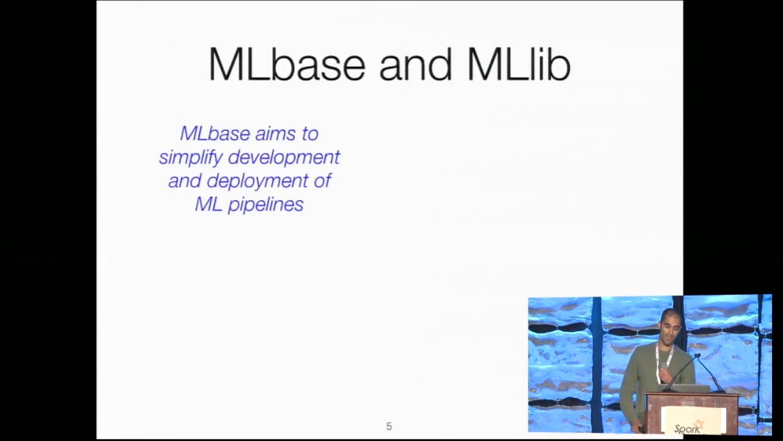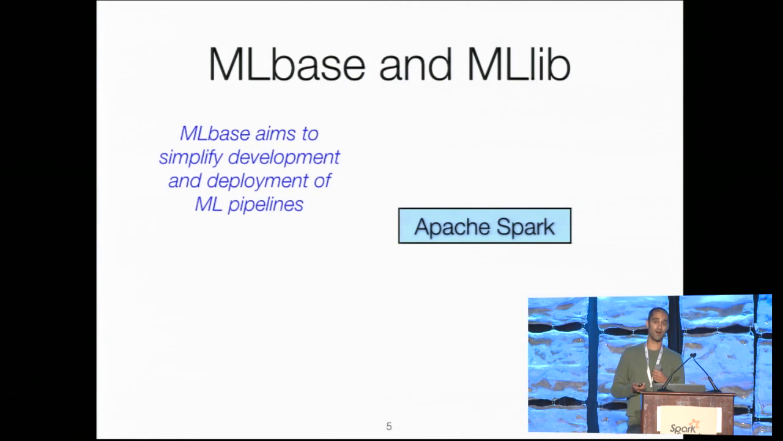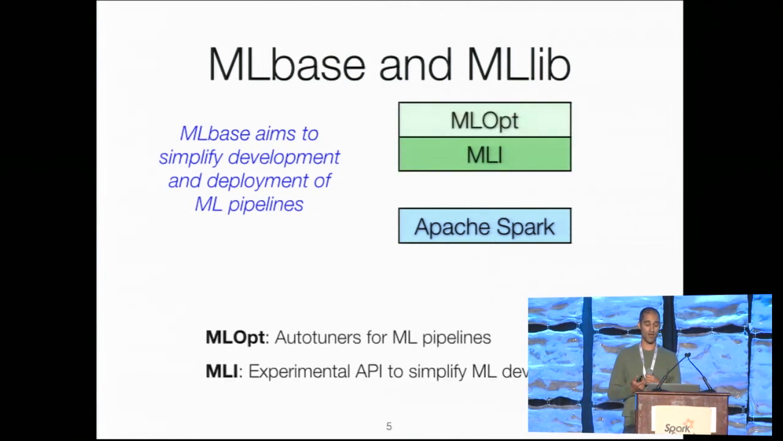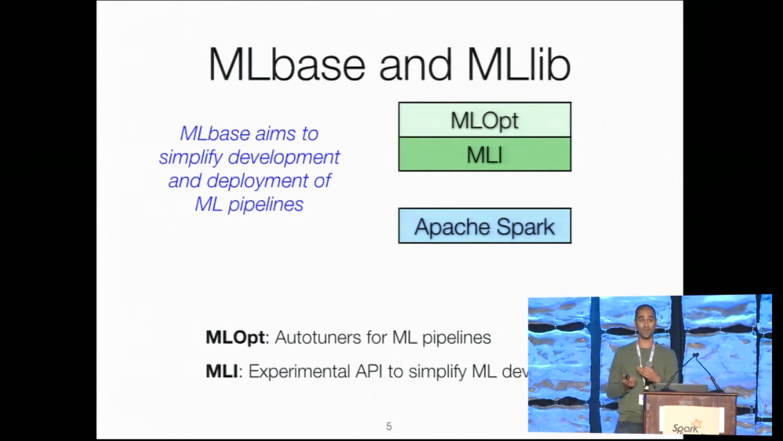All right, so MLlib is an offshoot of MLbase. MLbase is an open-source project coming from the AMP lab at UC Berkeley. The idea of MLbase is to simplify the development and deployment of large-scale machine learning pipelines. It's a project that's built upon Spark, and the two goals are really higher-order machine learning problems. The first is namely coming up with an experimental API that simplifies the development of machine learning.